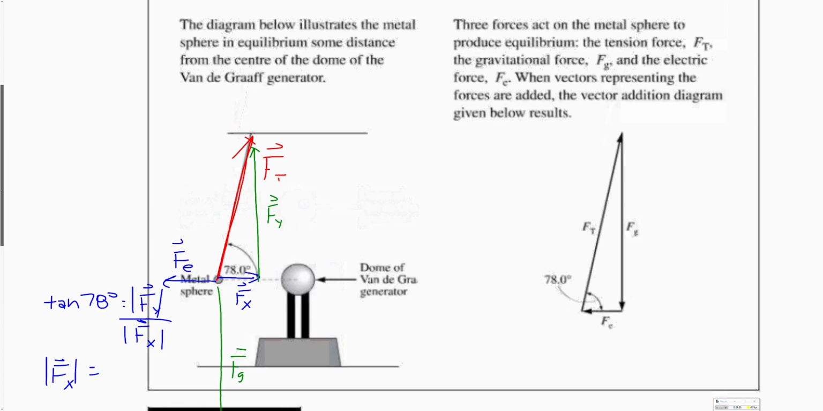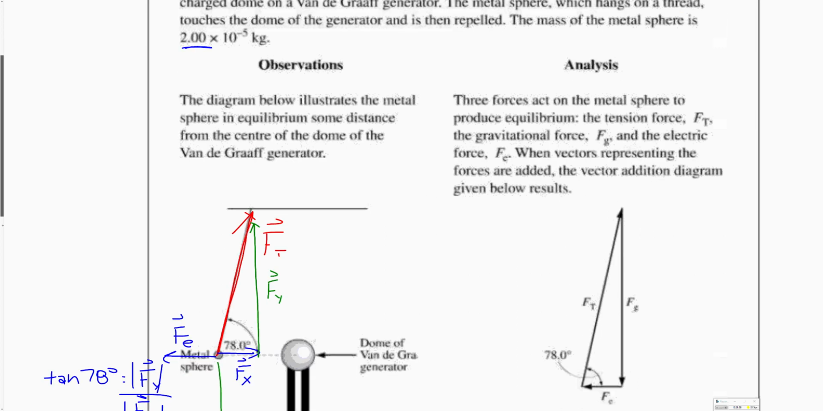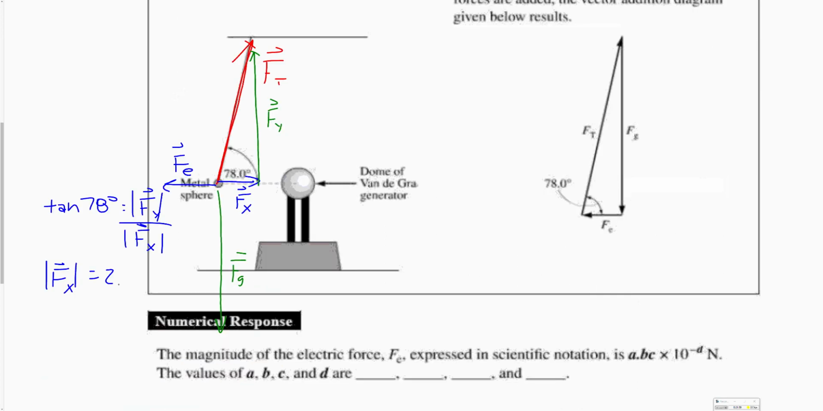I didn't see a mass when I was skimming it. That's okay. Let's go find one. There it is, 2.0 times 10 to the negative 5, times 9.81. That's Fy, force of gravity. Fy is the same thing, divided by tan 78 degrees. Anybody got an answer for that? Yep.